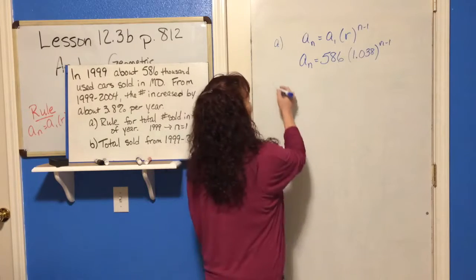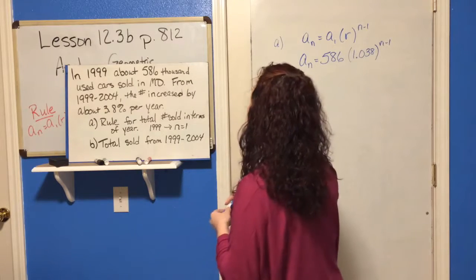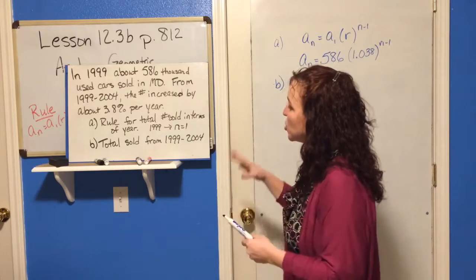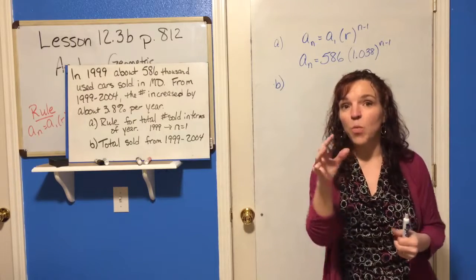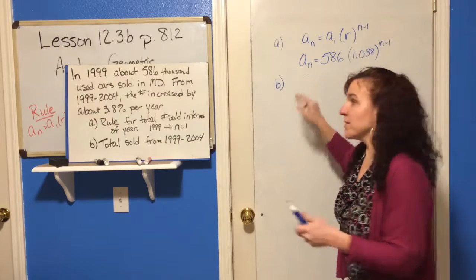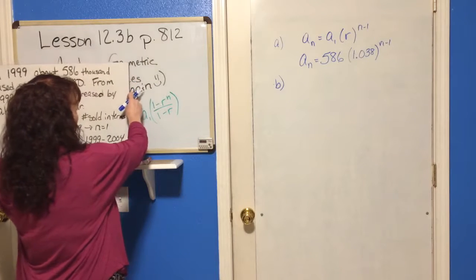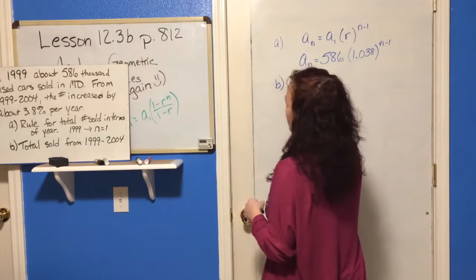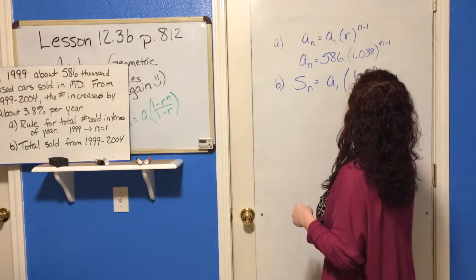All right. So B, now I want the total sold from 1999 to 2004. So now I don't want just the total in one specific year. If I wanted 3 years from now, then I would work up a sub 3, right? The third term. But since I want a sum, I want to use this equation. I want to use the summation equals a1 times 1 minus r to the n over 1 minus r.